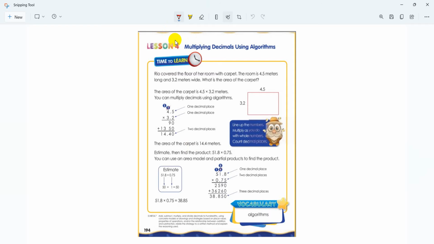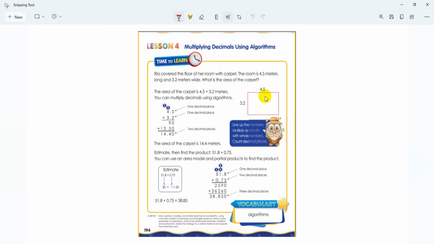Hello everyone. Today we will learn how to multiply decimals using algorithms. Lesson 4, multiplying decimals using algorithms. The first example: Rhea covered the floor of her room with carpet. The room is 4.5 meters long and 3.2 meters wide. What is the area of the carpet?